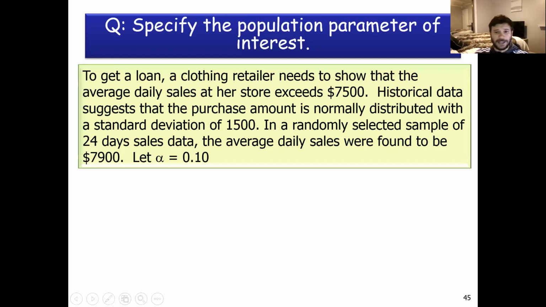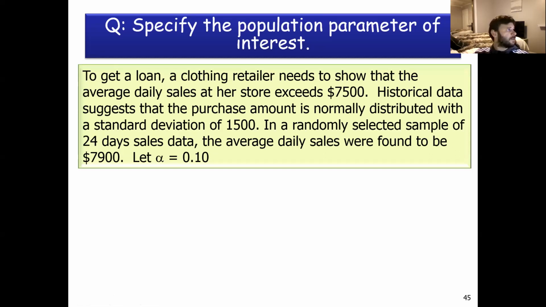In a randomly selected sample of 24 days of sales data, the average daily sales were found to be $7,900, which is above the mean. But again, that could be a function of sampling error. So we want to run this hypothesis test here at the 10% level of significance in order to check whether or not that sample data is far enough away from this population data to argue that the sample mean is reasonable and that the actual sales are much higher than $7,500.